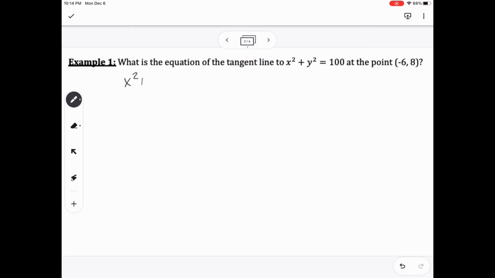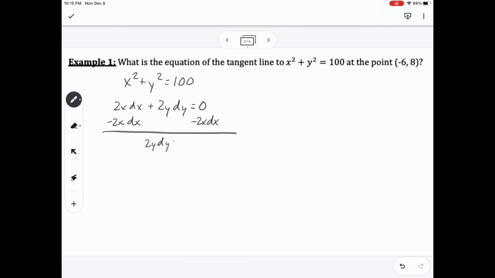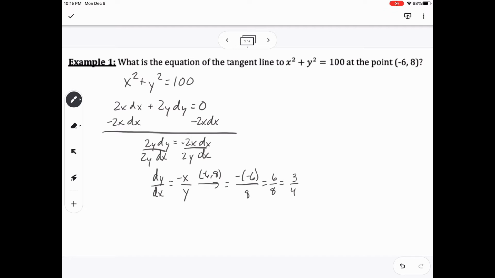Example 1 here wants us to do the same kind of thing, but I want to find the equation of the tangent line for this equation at the point -6, 8. So I need to find the derivative first. I take the derivative of x squared, which is 2x dx, and then the derivative of y squared, which is 2y dy. Derivative of 100 is 0. And then, just like we did on the other one, I need to manipulate the equation so it's equal to dy over dx. So I move the dx over, and then divide both sides by dx and what dy was multiplied to. So it gets me -x divided by y.